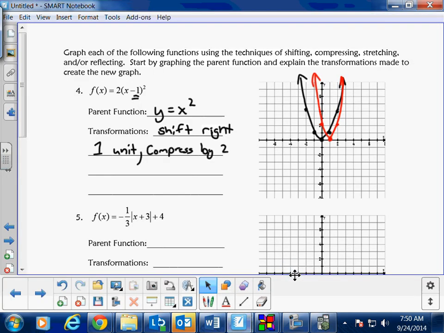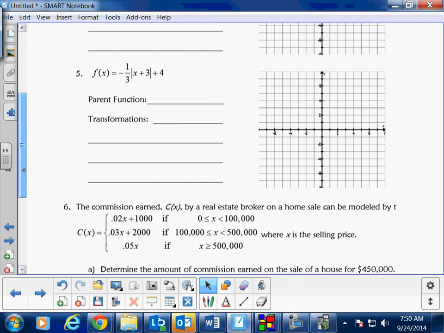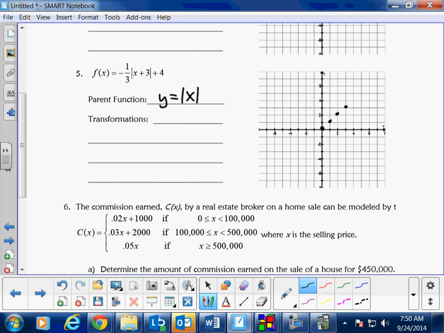All right, so now what is going on with number 5? Number 5, the parent function on this is just absolute value. So with this one, I'm going to go ahead and write down the parent function and graph it. Absolute value is pretty easy to graph. It's kind of like a linear equation, but so we have this. It looks like a V. There we go. Parent function graph.